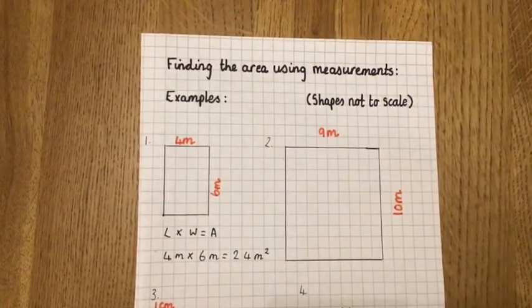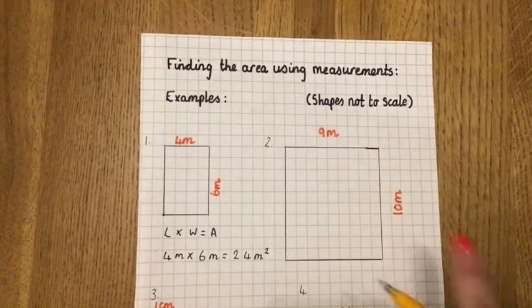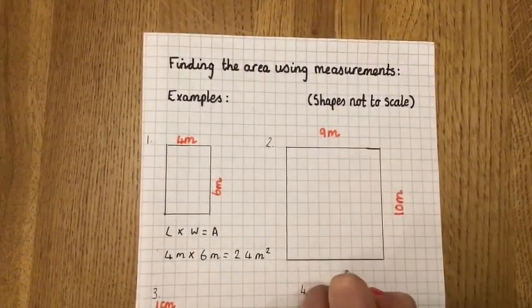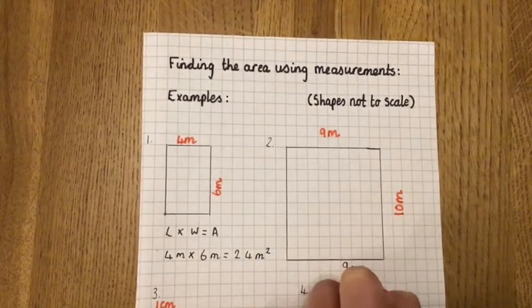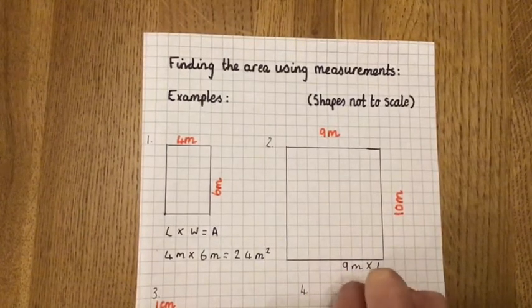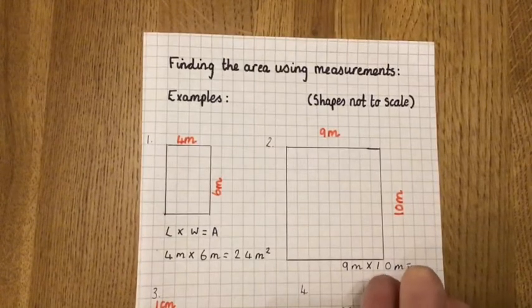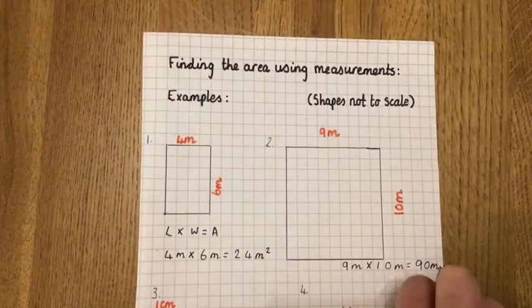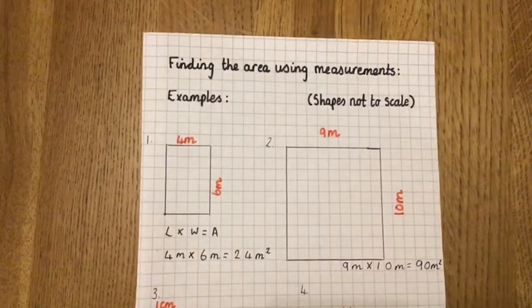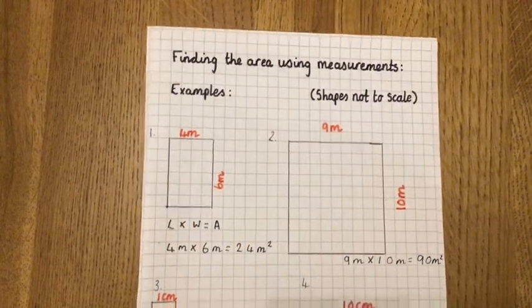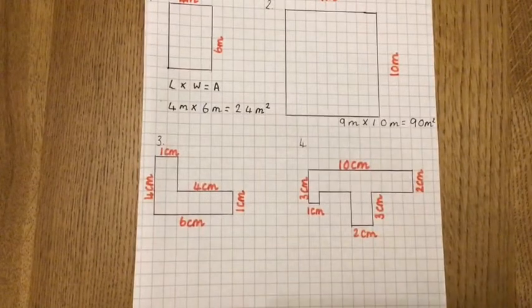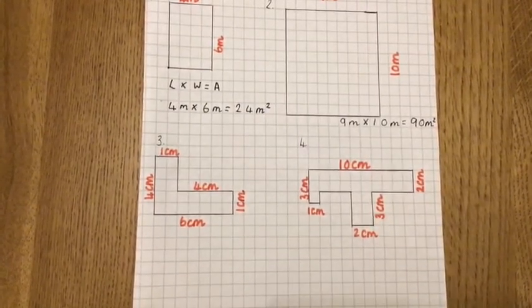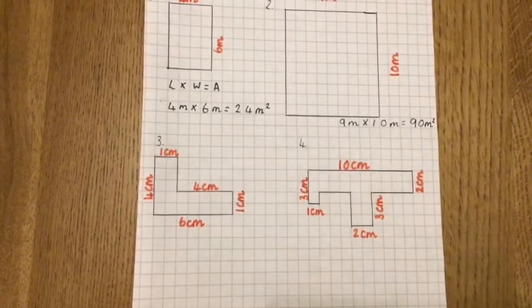Shape number 2 then. The measurements here are 9 metres by 10 metres. That's a nice easy one. And that is 90 metres squared. Okay, let's have a look at shapes number 3 and 4. Now these are a little bit more complicated, these rectilinear shapes here.